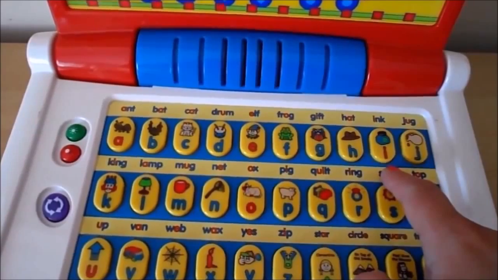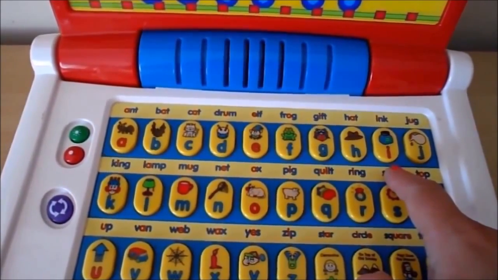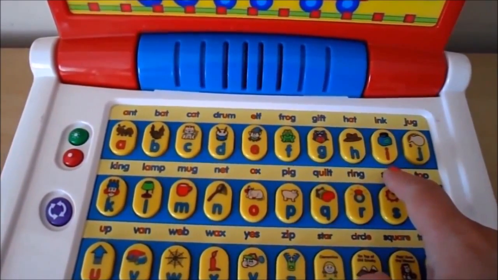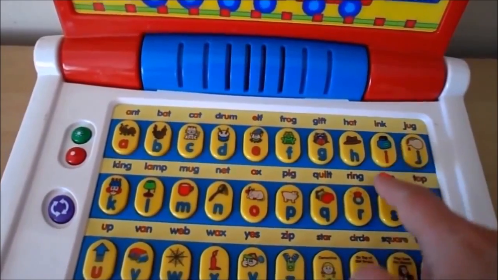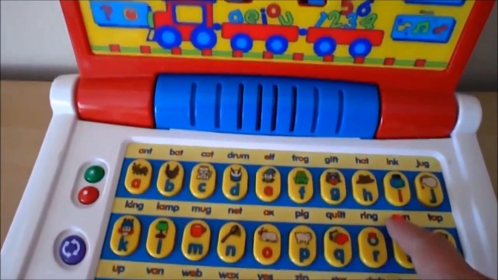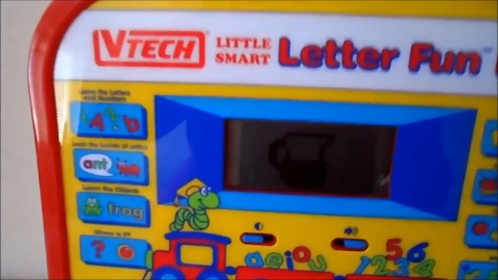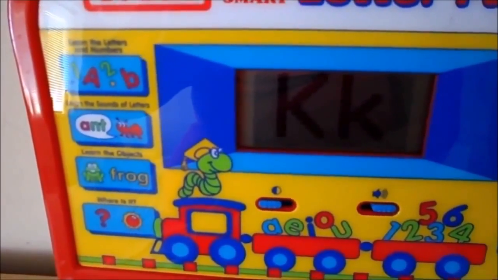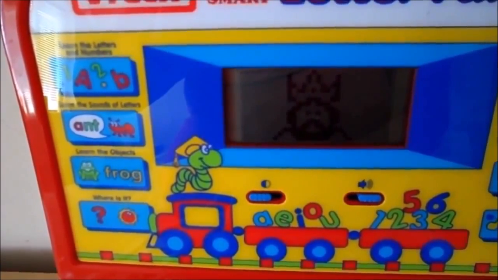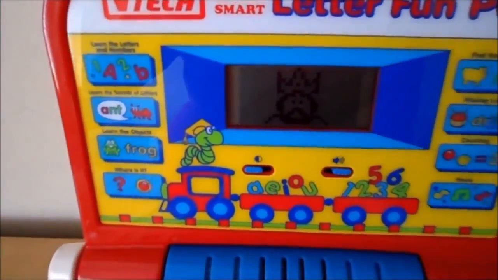This is the letter I. The word ink begins with the letter I. This is the letter J. The word jug begins with the letter J. This is the letter K. The word king begins with the letter K.